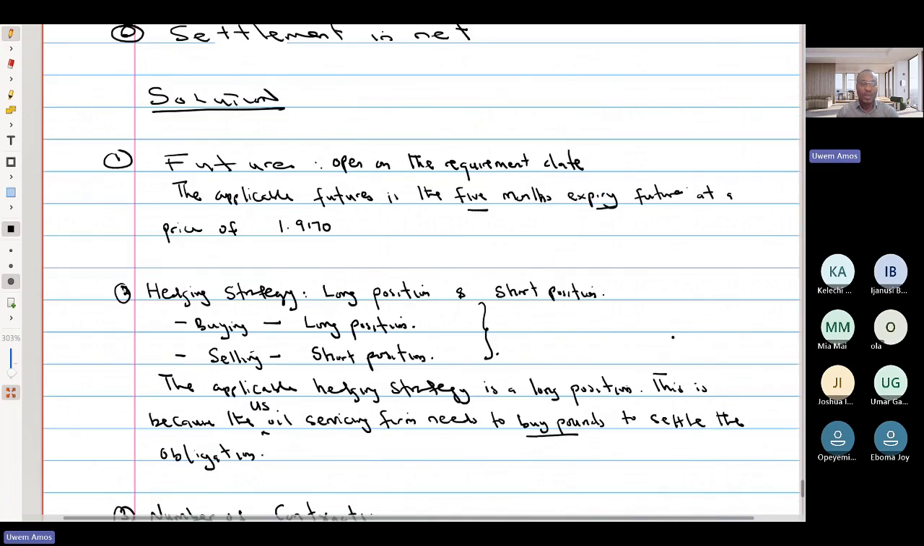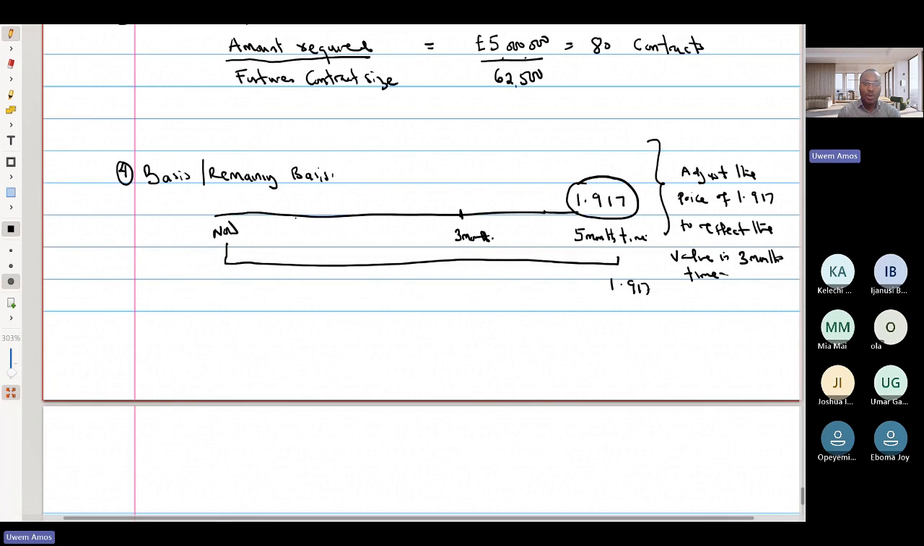So the spot rate is the exchange rate right now. For our transaction, the spot rate right now is 1.9531. We entered into a futures contract with a price of 1.917 for 5 months. What's the difference between the price now and the futures price? That is 1.9531 minus 1.917.